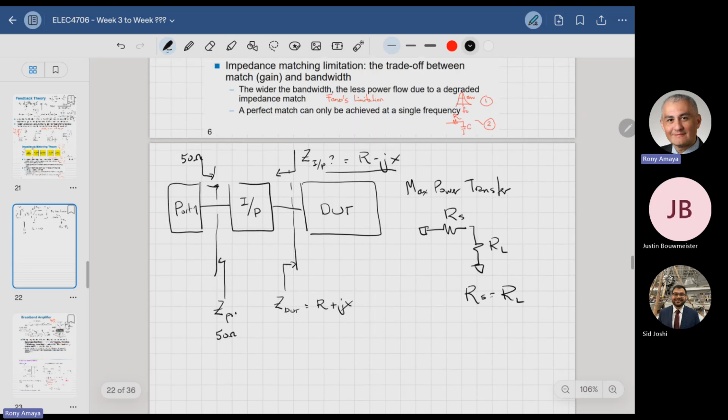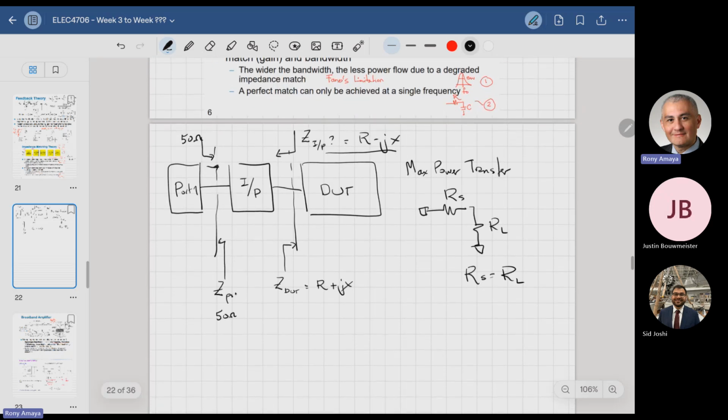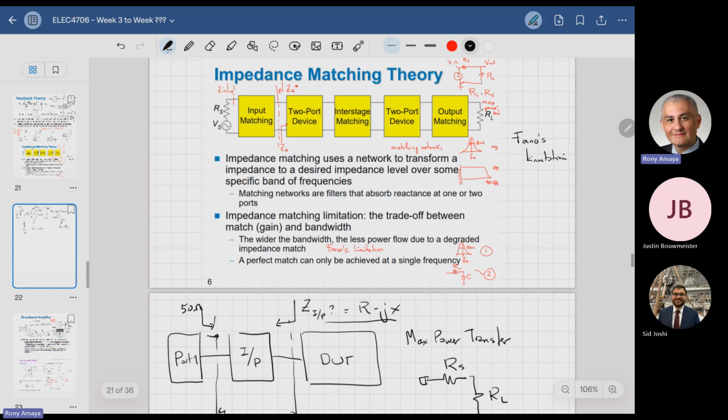But what I was trying to get at is that the purpose of the input or output matching network is to convert 50 ohms to R minus jX and convert R plus jX to 50 ohms. That's what it does. It goes both ways. That's effectively what we do.